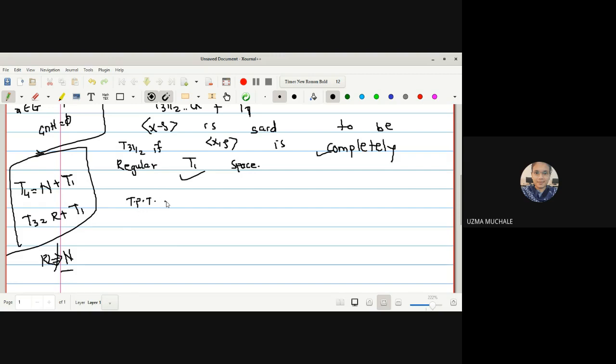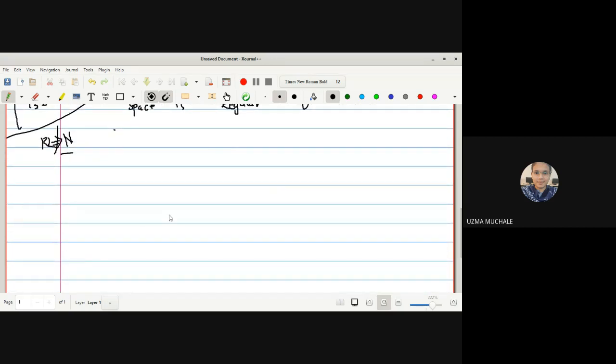Now we have to prove one theorem that every completely regular space is a regular space. So how to prove it? What is our aim? First we will write down what is given to us. X is a completely regular space, and our aim is to prove that it is regular.